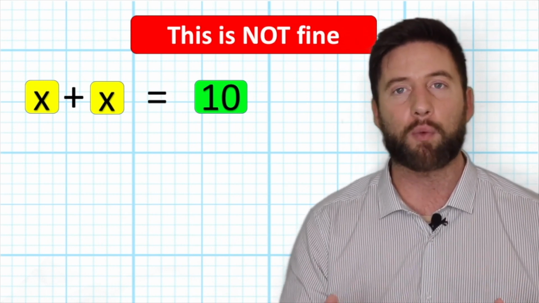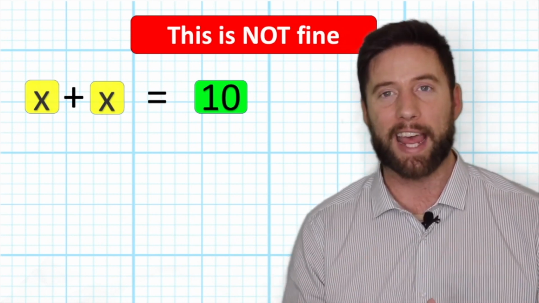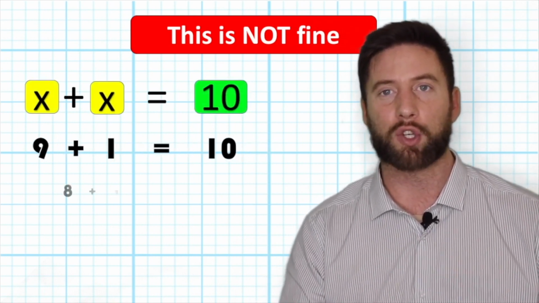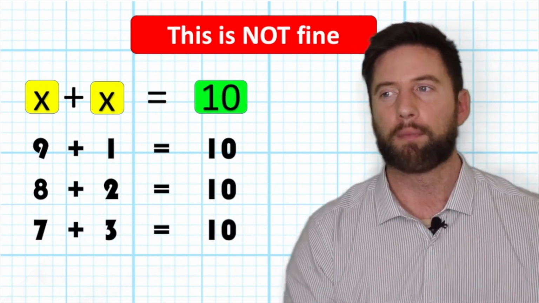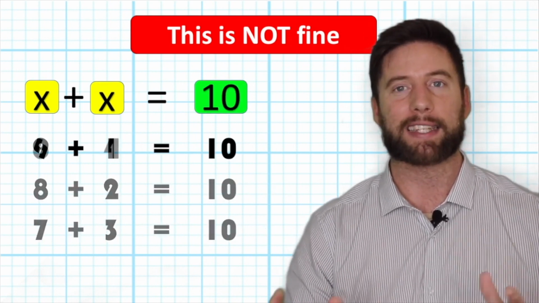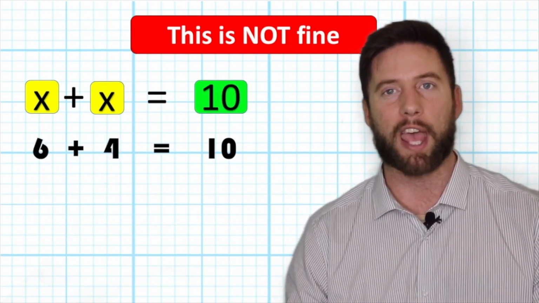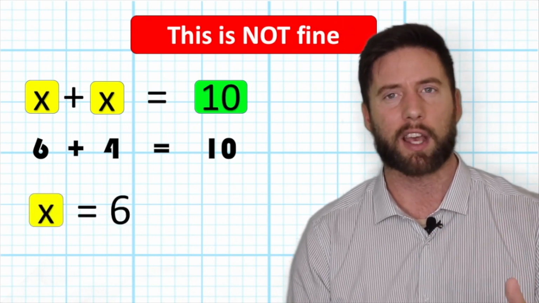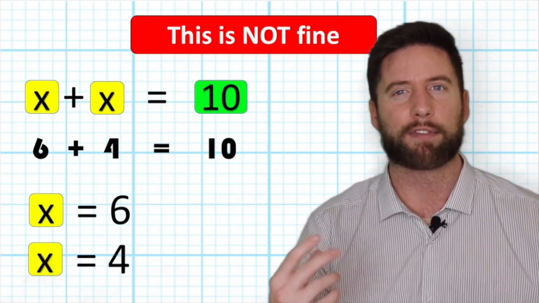There are a lot of different ways that we can get 10 with 2 digits. We could add 9 to 1, 8 to 2, 7 to 3, and so on. But let's say we represented it as 6 add 4 equals 10. That means the first x, that value is 6. And the second x, that value is 4.